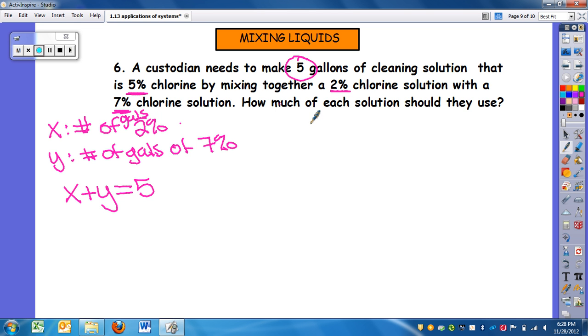The sum of the two, the total, which means addition. And then again, we can combine, just like with money, the 2% of X plus the 7% of Y. So I have 2X plus 7Y. And then here's your tricky thing. I have 5% times how many total gallons you want, so 5.